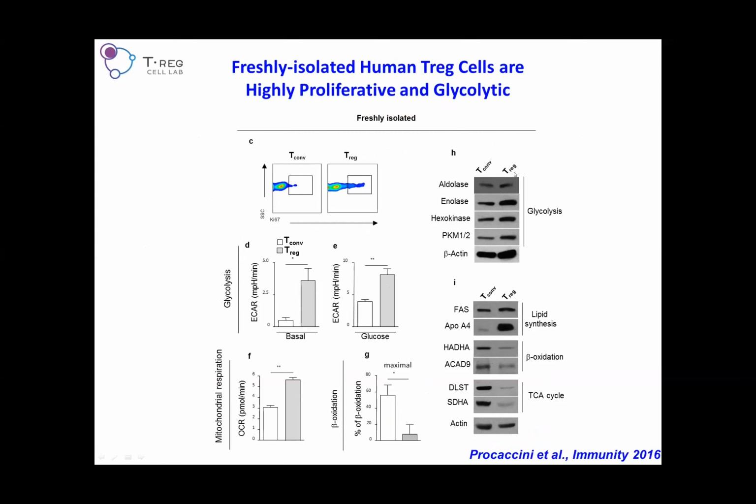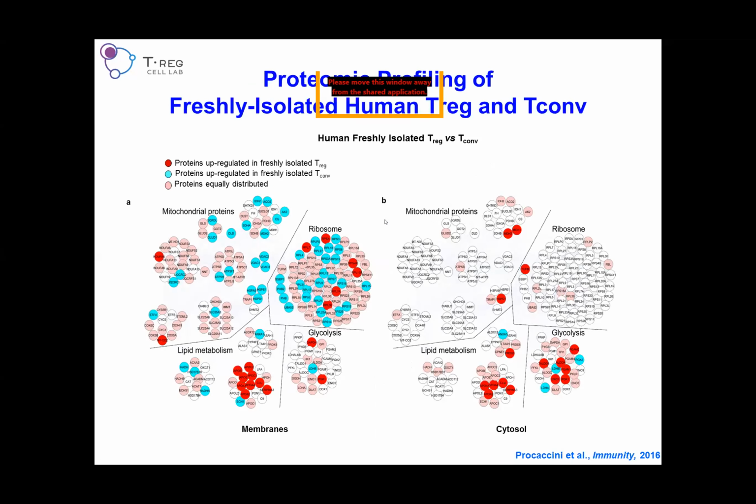And they do express much more than T-conv cells enzymes linked to glycolysis and lipid synthesis, because they are proliferating, so they are making membranes. And they do not express that much of beta oxidation enzymes or TCA cycle. This was also confirmed in proteomic analysis. In fact, as you can see, either in membranes or in cytosols, glycolysis was very on, and lipid metabolism, particularly lipid synthesis, was on. So this nicely confirmed that Treg cells ex vivo, when you take them from a human body, are highly proliferative.